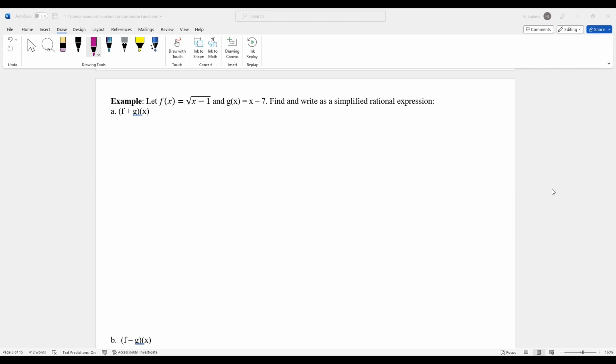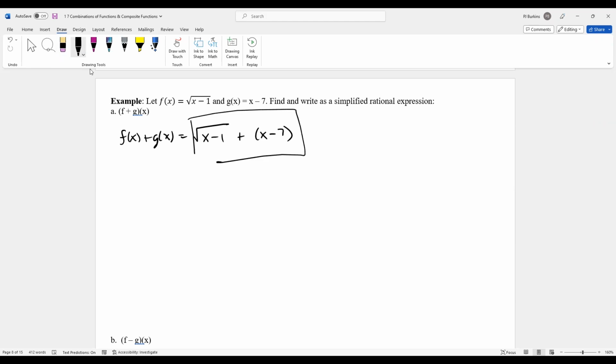So I need to add these two functions together. This is what they're asking me to do here in this first one. So I will plug those in. And this is actually really easy. I can't add these things because the radical and the other terms in g of x are not like terms. So this is absolutely the best I can do in terms of the function.